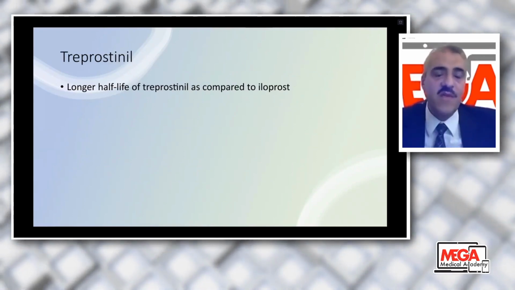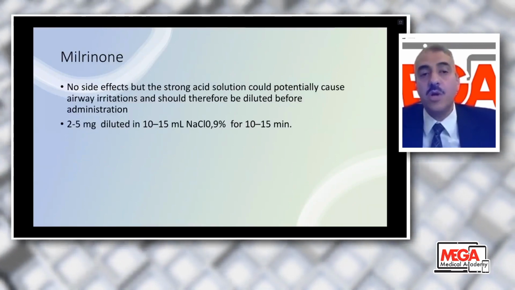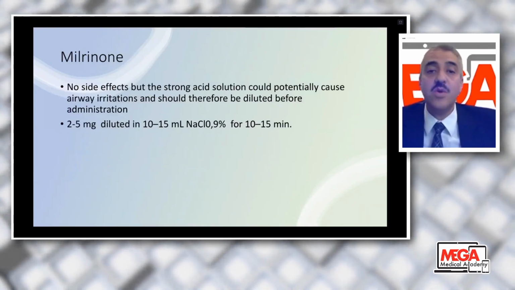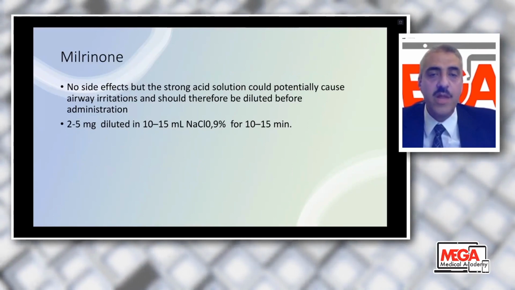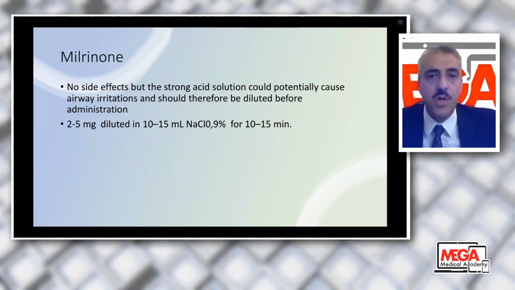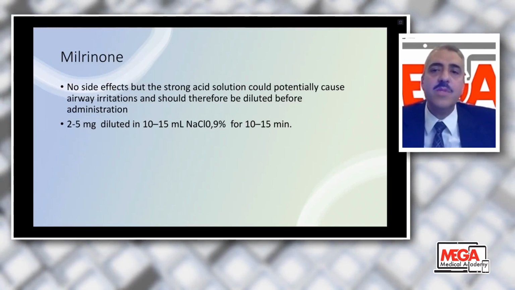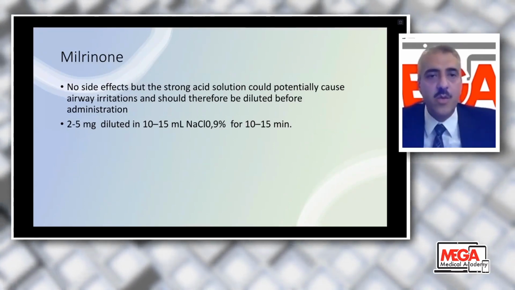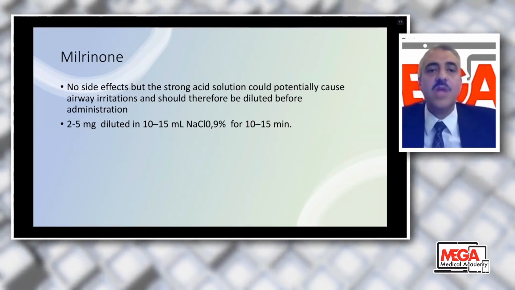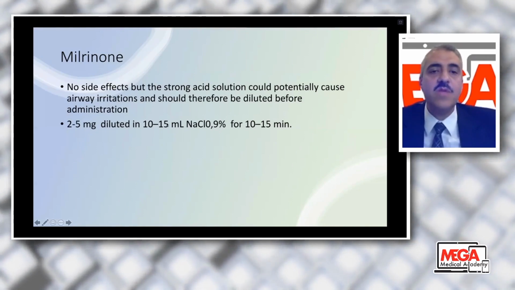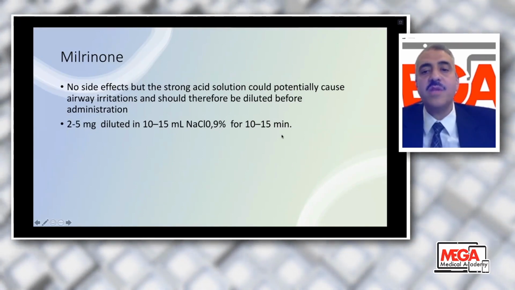And what is common and available in the OR is the milrinone. Milrinone is a very strong dilator, both bronchial dilator and pulmonary dilator. However, it is a little bit irritant to the airways and needs to be diluted, 5 milligrams diluted in 15 ml and given over 15 minutes.